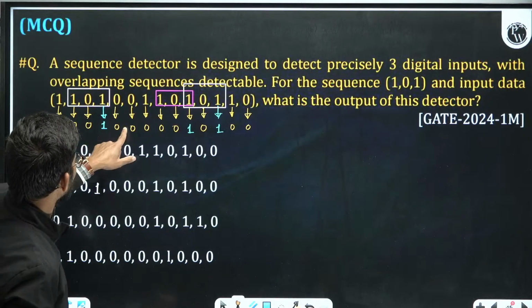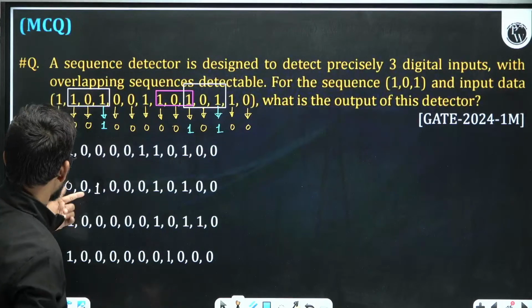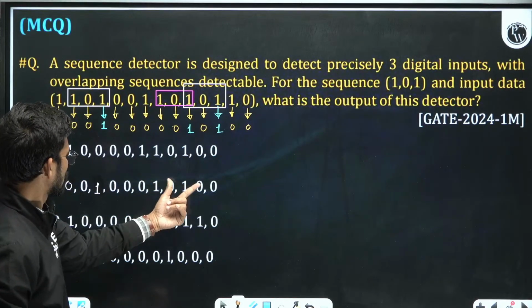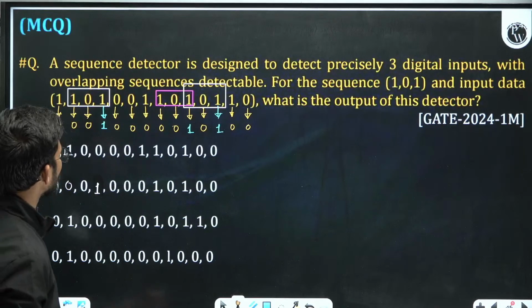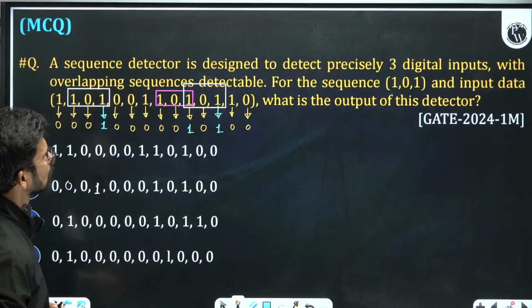3 4 5 6 7 8 9 10 11 12 13 14. Here the answer is 4 3 3 2. There should be 15 bits. How many bits are there? That much.